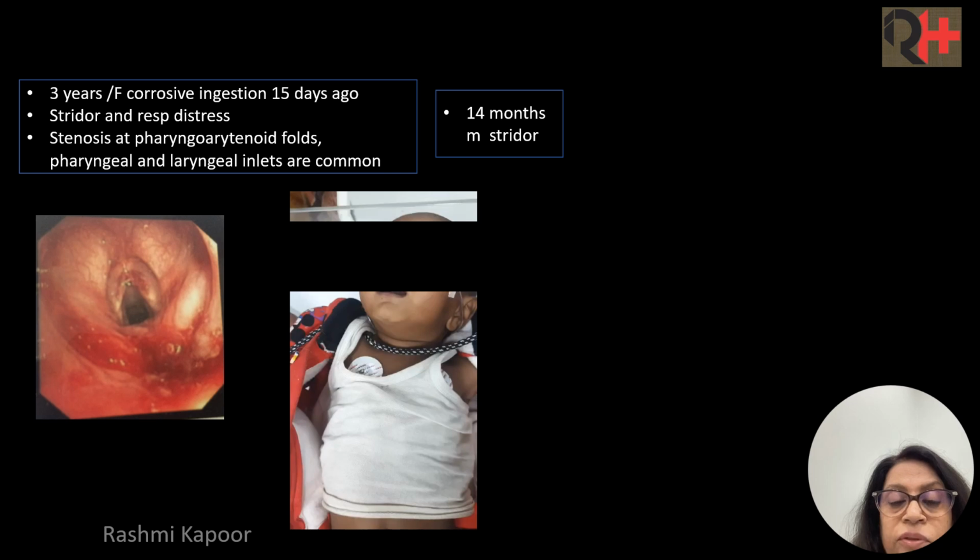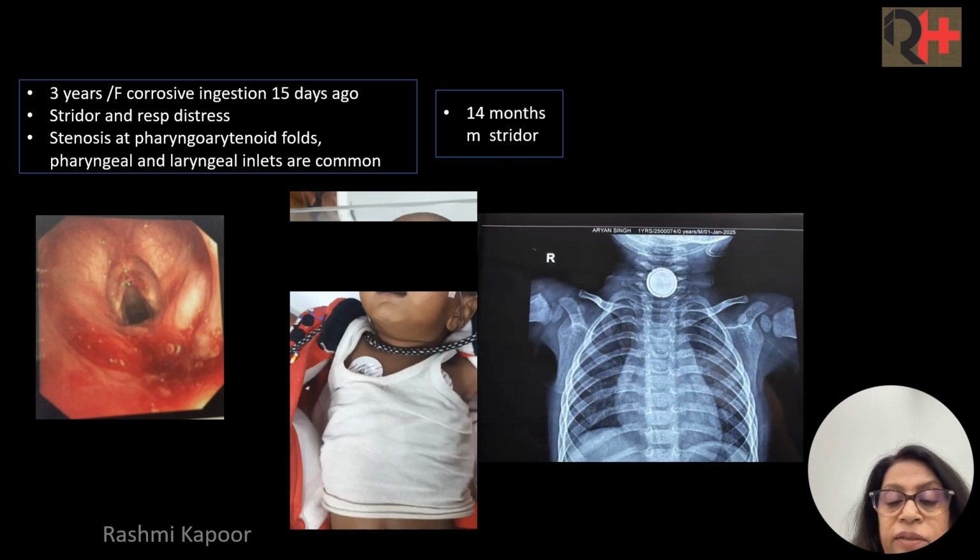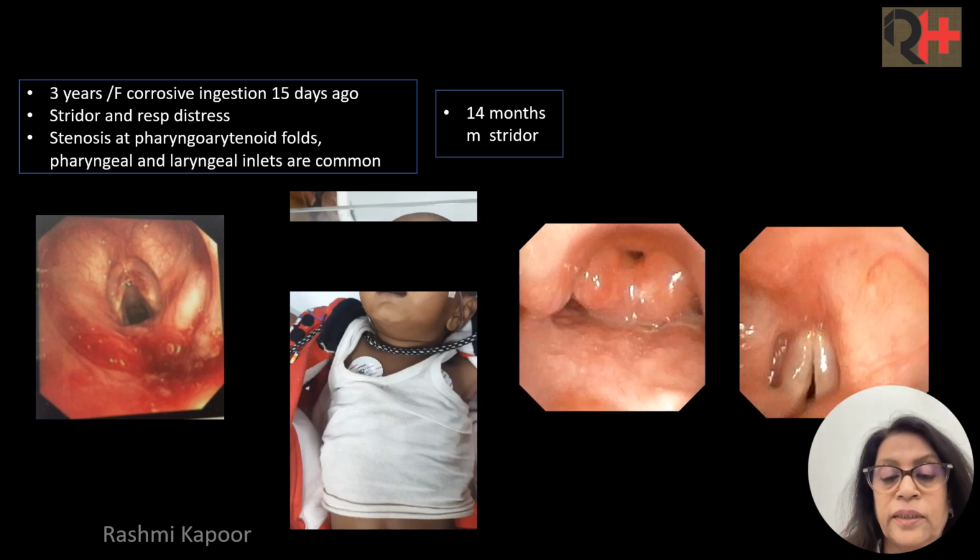So we got the X-ray done, and here we see a button battery lying at the cricopharynx, and the mother had absolutely no idea that the child had swallowed the button battery. So we did the bronchoscopy. After the removal of the button battery, the stridor still persisted, and what we see on bronchoscopy is that there is swelling of the aryepiglottic fold and there is partial vocal cord palsy.